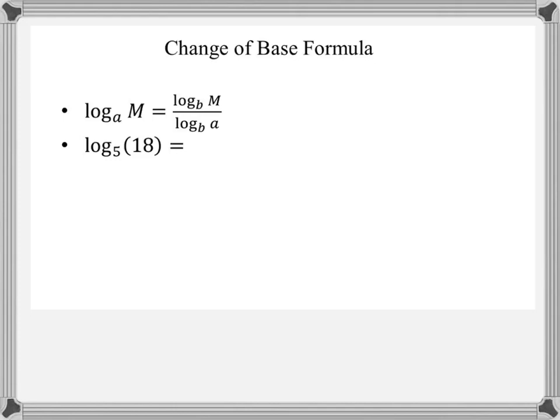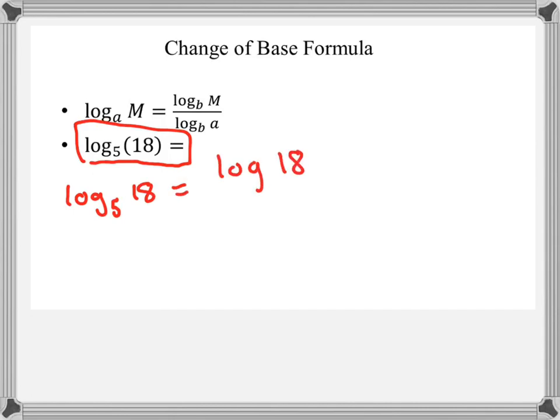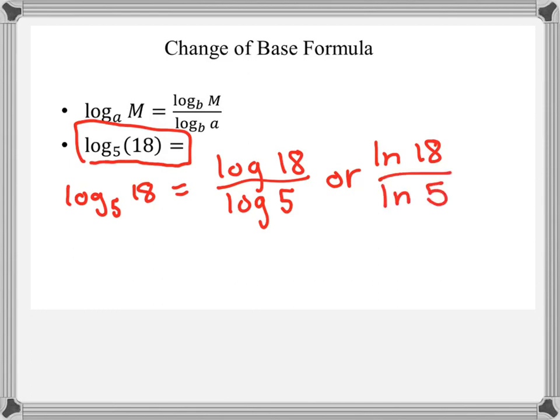So the change of base formula says if we have log base a of m, we can rewrite it as log base b, so a different base, of m divided by log base b of a. So applying that to log base 5 of 18, I could write that as log of 18, which means log base 10 of 18 over log of 5, or I could write natural log of 18 over natural log of 5. And then we could calculate what it equals, which is approximately 1.796.